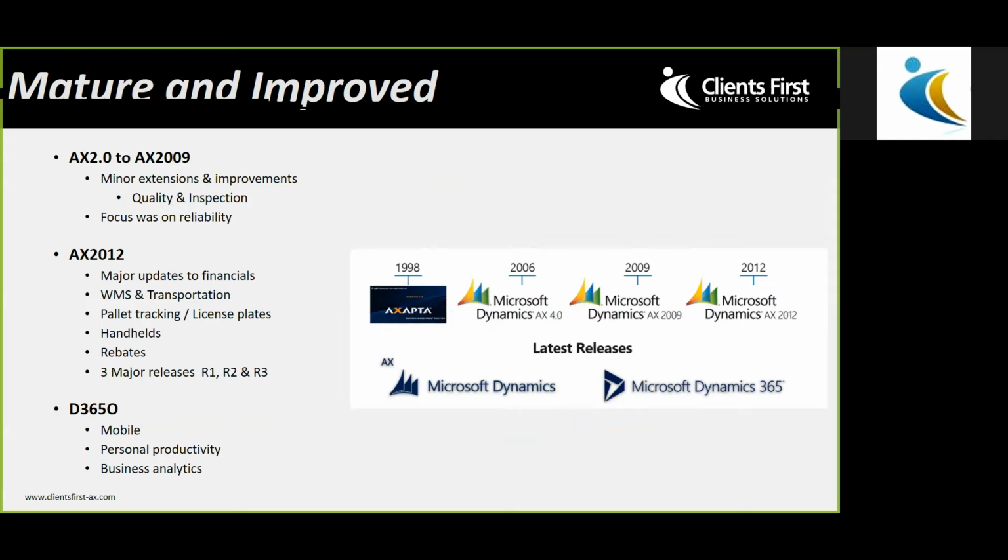We have it O on this slide, but it is sometimes called Dynamics 365 for Operations, as well as Dynamics 365 Enterprise Edition. And the focus on this release was mobility. The user interface is written in HTML5. There was also a major focus on increasing personal productivity and giving users power, as well as business analytics.